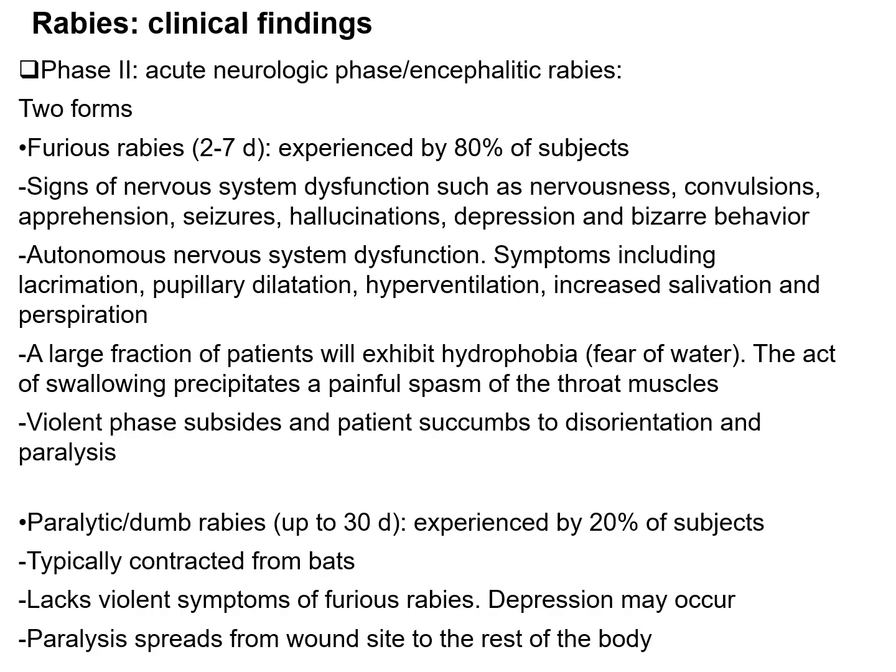Usually, this is associated with acquiring this infection from strains that circulate in bats rather than canines. Here, we don't have any of the violent symptoms. What happens is that starting at the wound site, paralysis starts spreading outwards, and so there are no violent symptoms. Depression could occur. Hydrophobia is not really associated with paralytic or dumb rabies. It could happen, but it's not really common with that type of rabies.